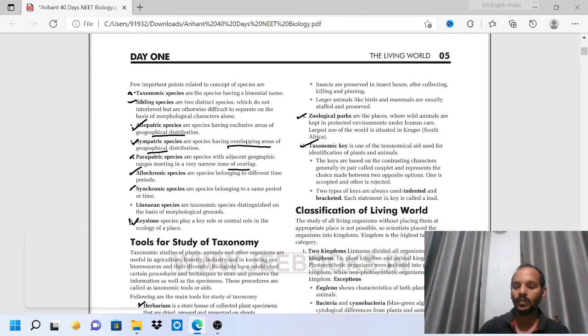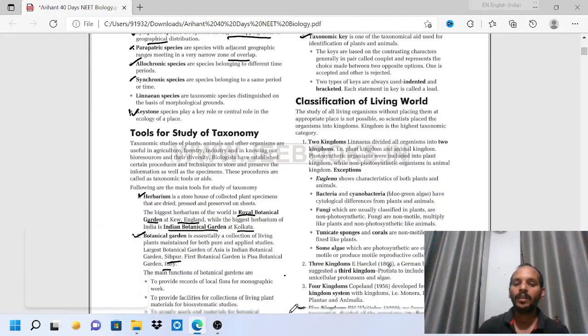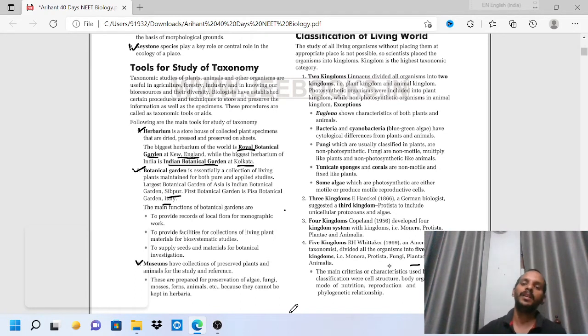Now, classification of the living world. Different scientists divided the kingdoms on different bases. Earlier, we know that Aristotle first classified organisms. He classified organisms into two kingdoms, animals and plants, and animals were also divided into two types: those with red blood corpuscles, or without red blood corpuscles.